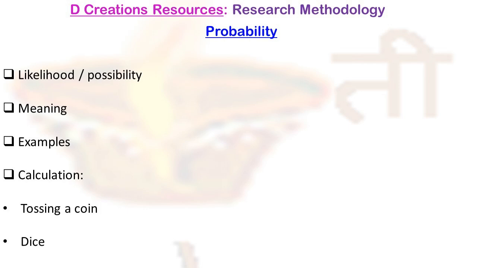Now if you throw a fair dice, what is the probability that it will show a certain number, say 3? Well, there are 6 possible outcomes, 1, 2, 3, 4, 5 and 6. So the probability that it would show a specific number such as 3 is 1 upon 6.